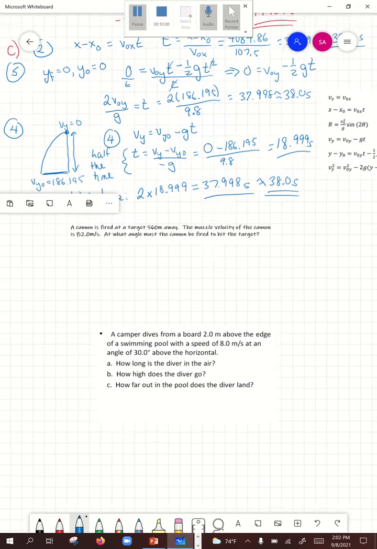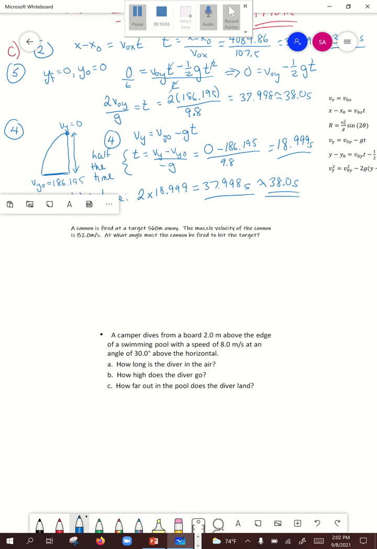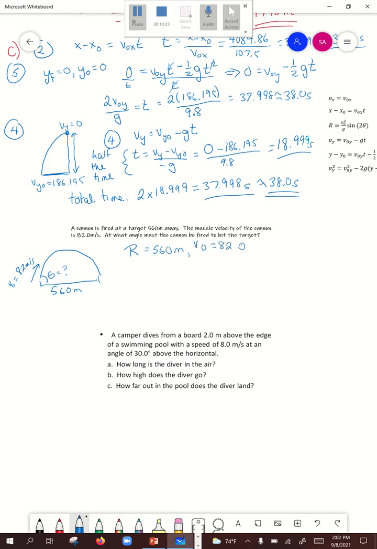All right, let me do one last question. This is a cannon that's fired at a target 560 meters away. So we know that the range is 560 meters. The muzzle velocity of the cannon is 82 meters per second. That's V0. And we want to know what is the angle. So we know the range, 560 meters. We know V initial is 82.0. So the question is, what is theta?